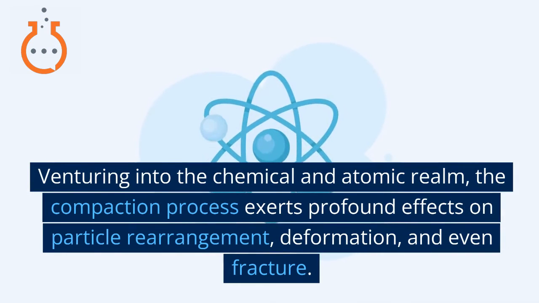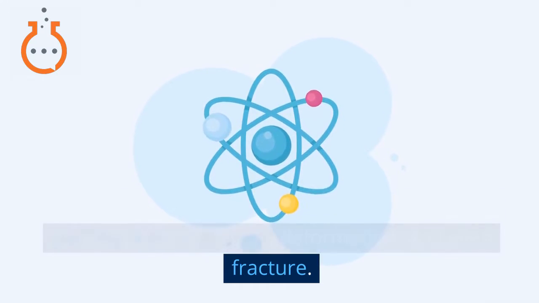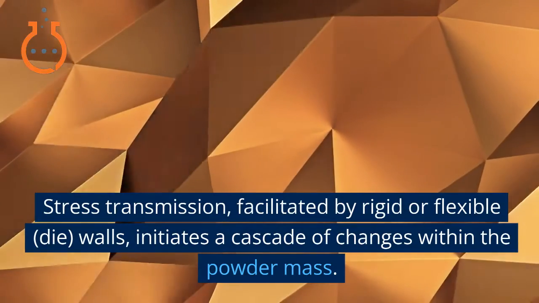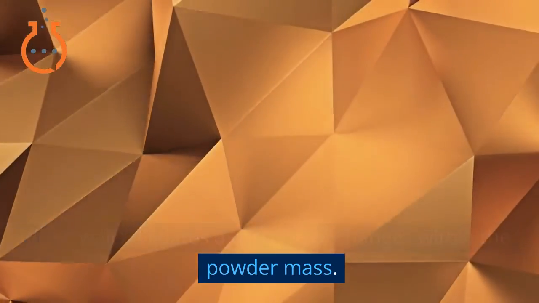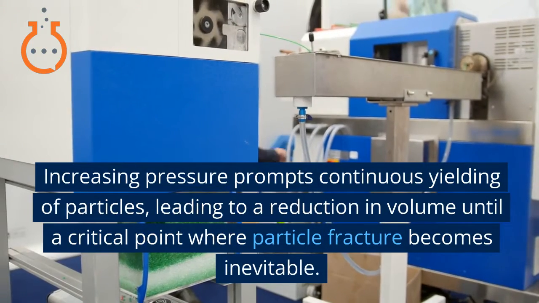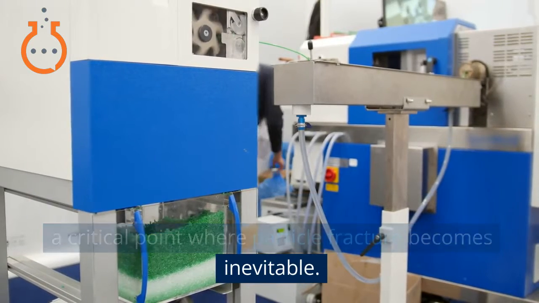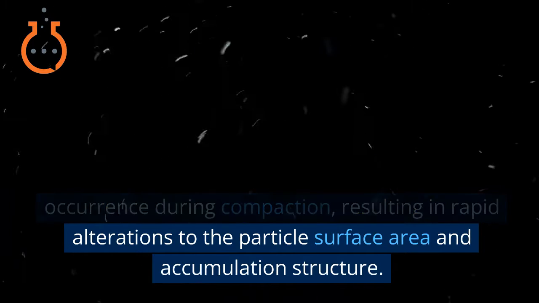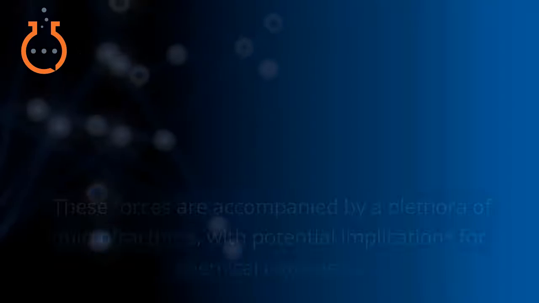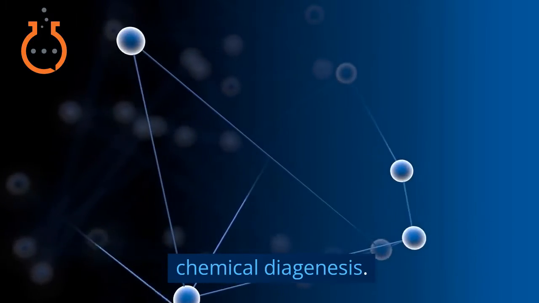Venturing into the chemical and atomic realm, the compaction process exerts profound effects on particle rearrangement, deformation, and even fracture. Stress transmission, facilitated by rigid or flexible die walls, initiates a cascade of changes within the powder mass. Increasing pressure prompts continuous yielding of particles, leading to a reduction in volume until a critical point where particle fracture becomes inevitable. Simultaneously, particle breakage is a common occurrence during compaction, resulting in rapid alterations to the particle surface area and accumulation structure. These forces are accompanied by a plethora of microfractures, with potential implications for chemical diagenesis.